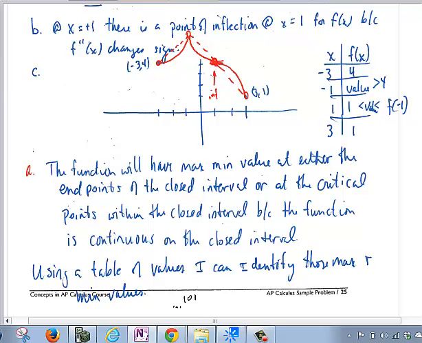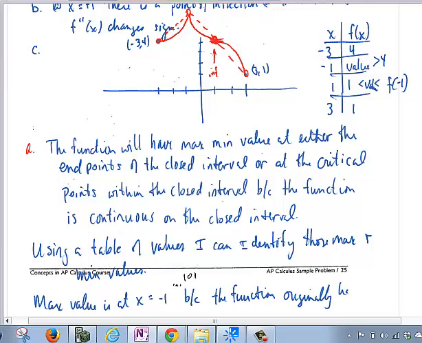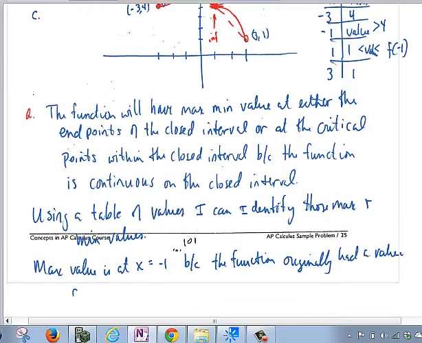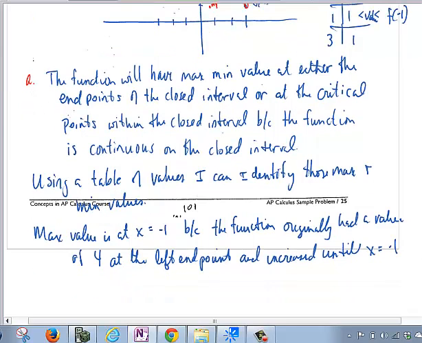And that can be justified by using the first derivative and saying that I know my maximum value is at x equals -1, because the function originally had a value of 4 at the left endpoint and increased until x equals -1, because the first derivative was positive.